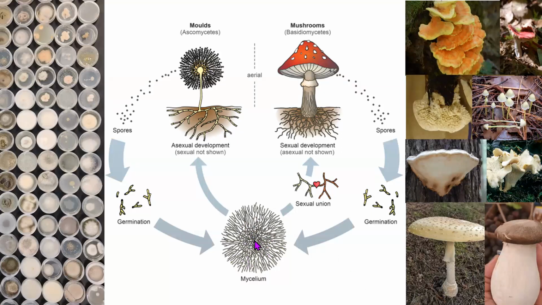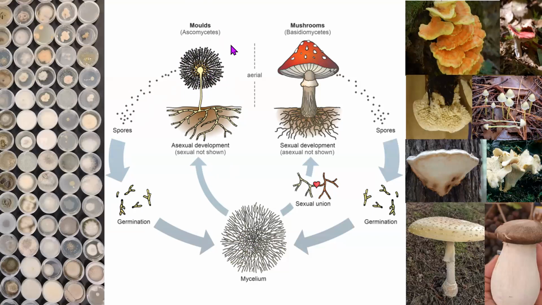And then this mycelium, when it's ready to reproduce, develops an asexual structure, which in this case is this conidiophore, it's called, which bears the spores. The spores fly away and disperse, and then each one of these spores is going to create a new mycelium, completing one asexual life cycle of, in this case, a mold.